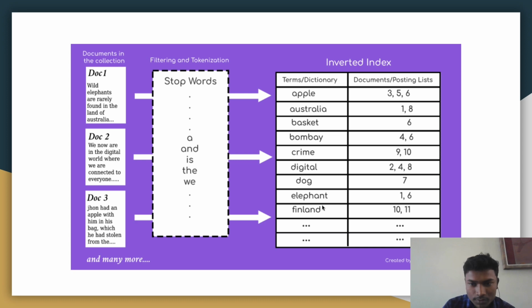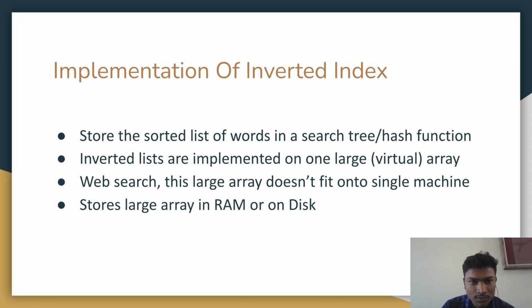Now let's talk about how we build the inverted index data structure. First, we sort all the index terms using a sorted tree or hash function. We can also use the merge sort algorithm to sort all the index terms in alphabetical order. Once we sort all the index terms, our goal is to store them in the inverted list.